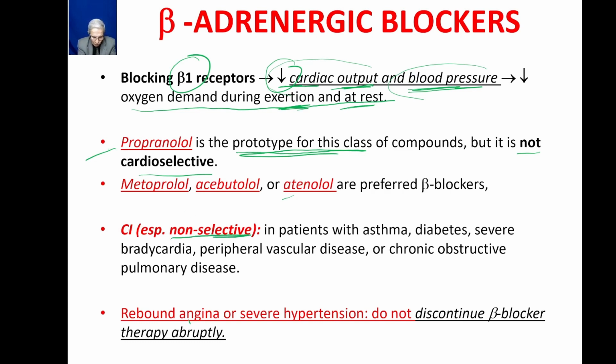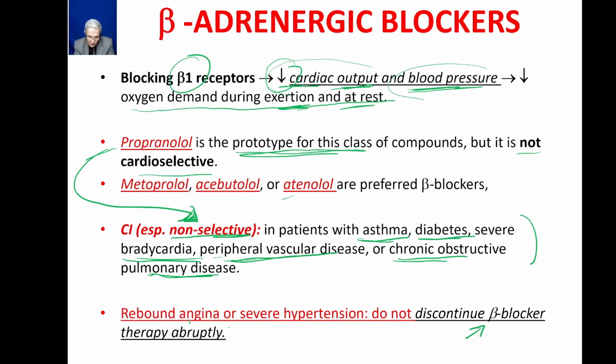Here we talk about propranolol. We don't recommend using a non-selective beta blocker in patients with asthma, diabetes, severe bradycardia, peripheral vascular disease, or chronic obstructive pulmonary disease. We need to understand why. I will maybe explain it when I finish with the last one.